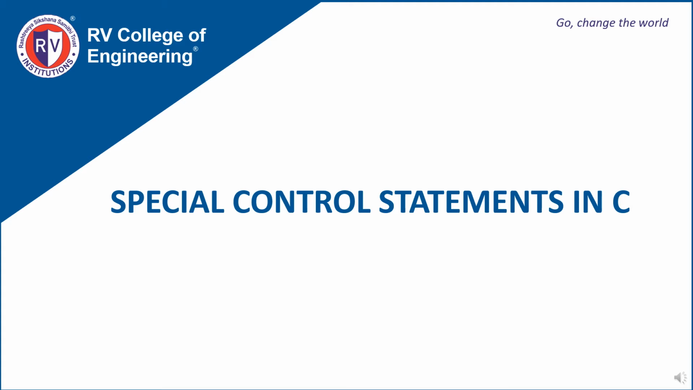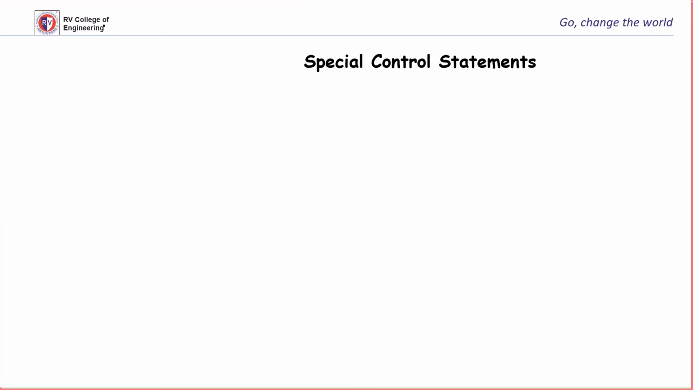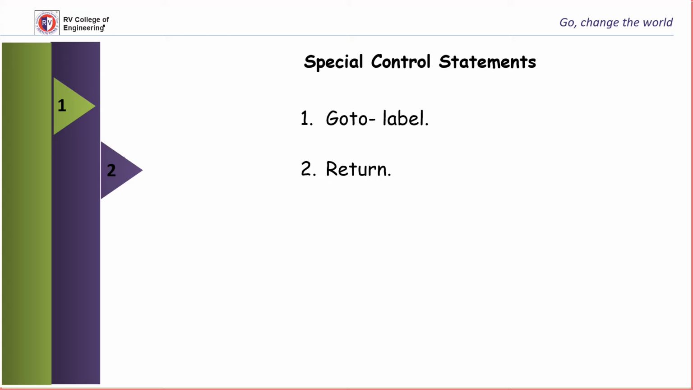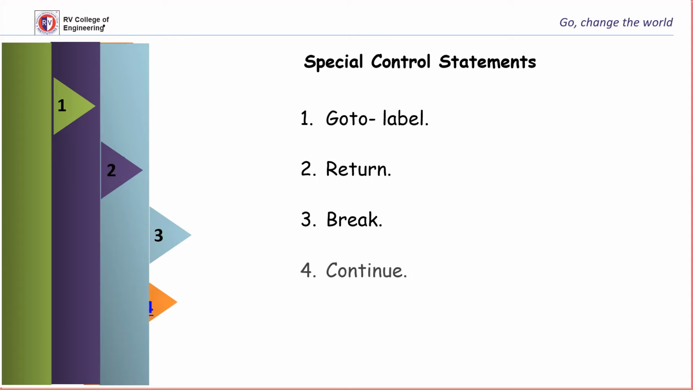Hello everyone. In this video, we will understand special control statements in C. The various control statements are goto, return statement, break, and continue.